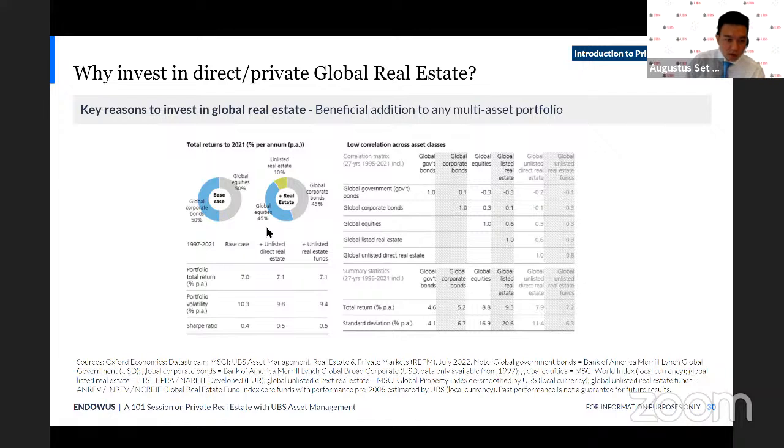And the lower vols are partially due to some of the reasons that Dan outlined earlier and how the valuations work: independent valuers, rather than being subject to fluctuations in global listed or equity markets.